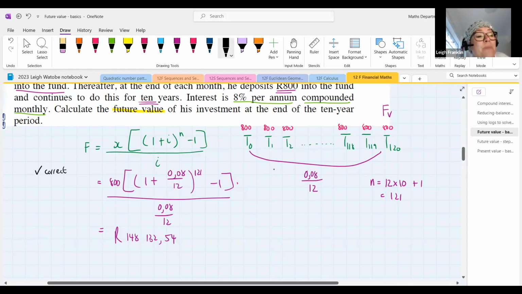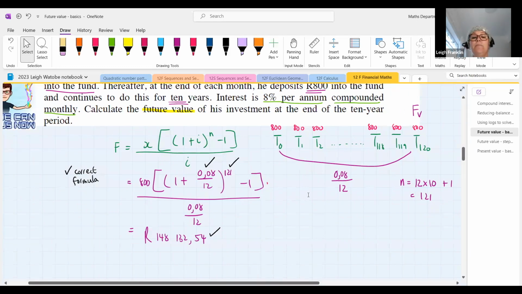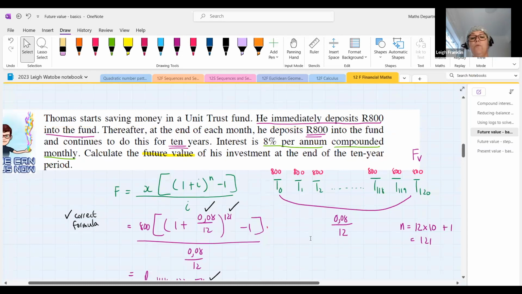Okay, in financial maths, if you don't sub into the correct formula, you're not going to get any marks. Definitely a mark on getting 121 here. I think there would be a mark on the interest rate here and getting that correct, and then a mark on your answer. Okay. All right. Everybody okay with this? Can we move on? All good?